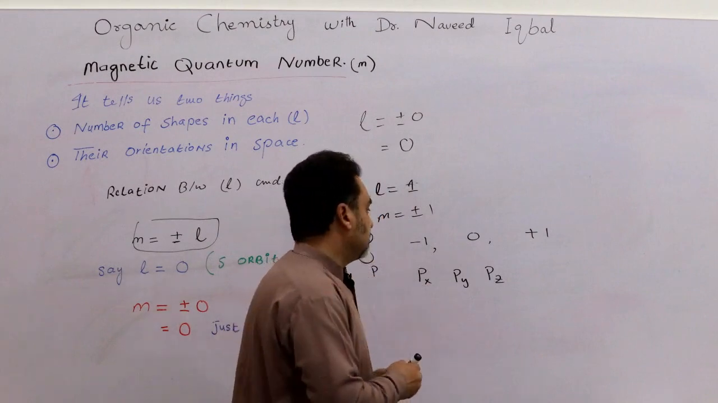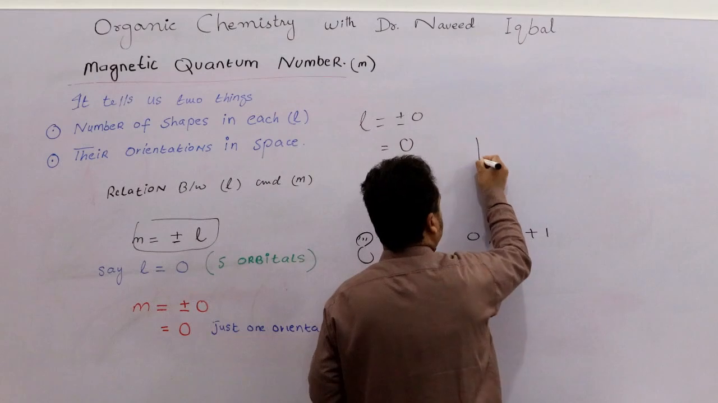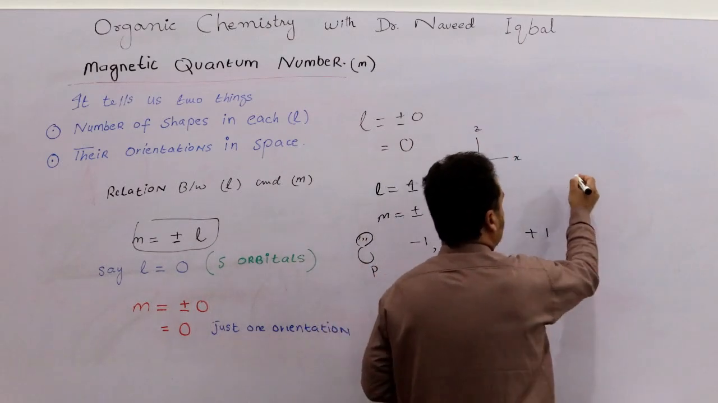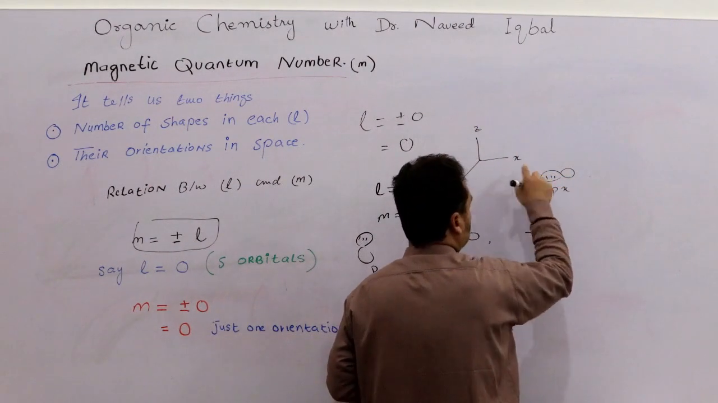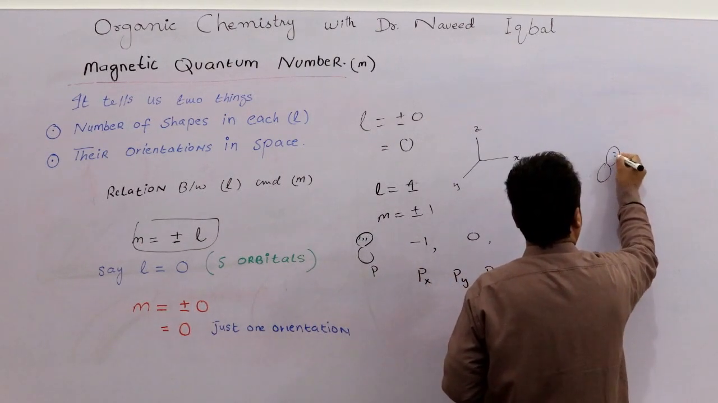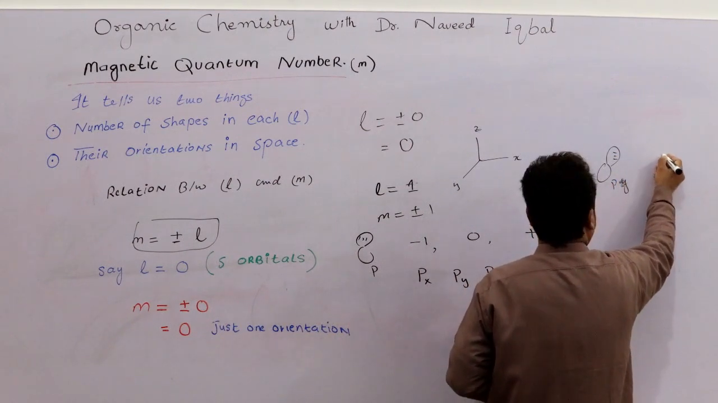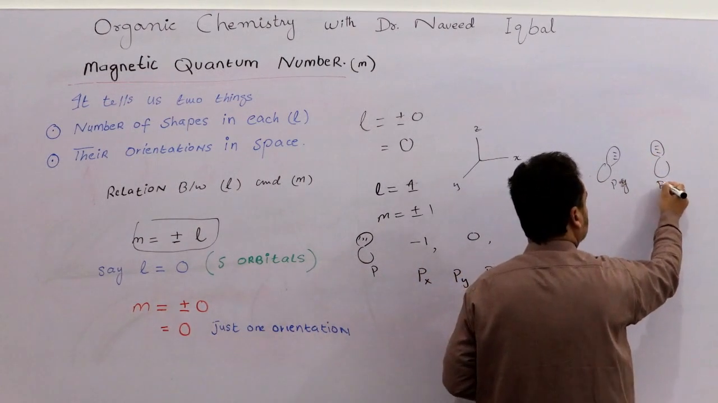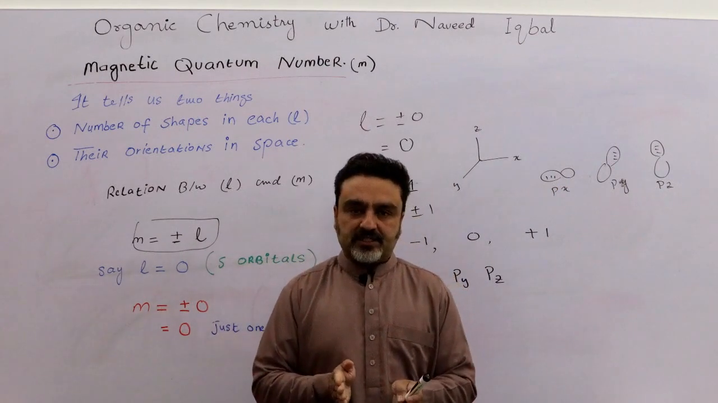Now let me share with you how they are arranged. So this is a coordinate system, x, z, y. So px will look like this, py will look like this, and pz will look like this. So it's oriented in 3 directions along the axes.